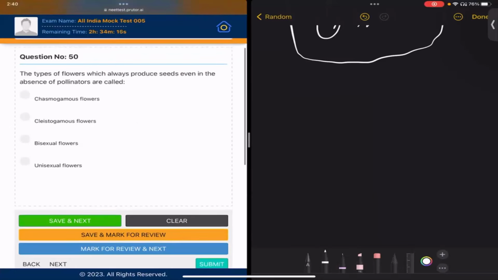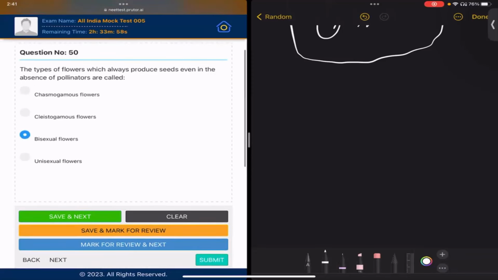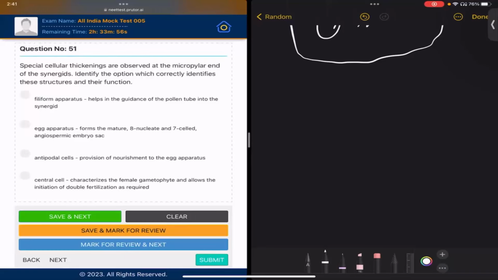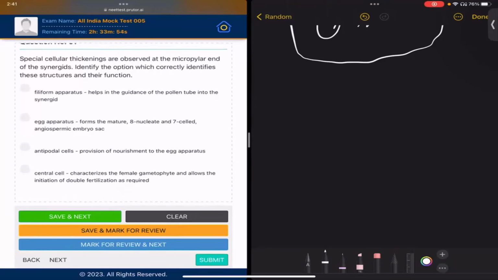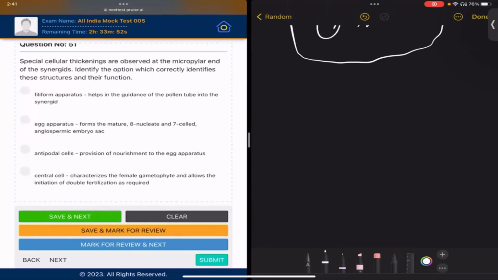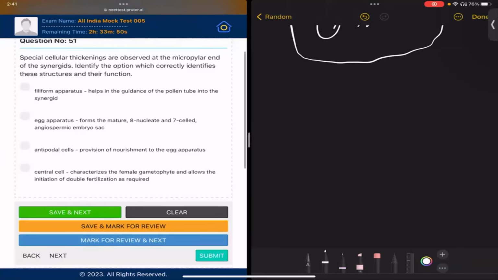The types of flowers which produce seeds even in the absence of pollinators are called. That can produce seeds even in the absence of pollinators. If it is bisexual, then it would not require pollinators to come and pollinate. Special cellular thickenings are observed at the micropylar end of the synergids.